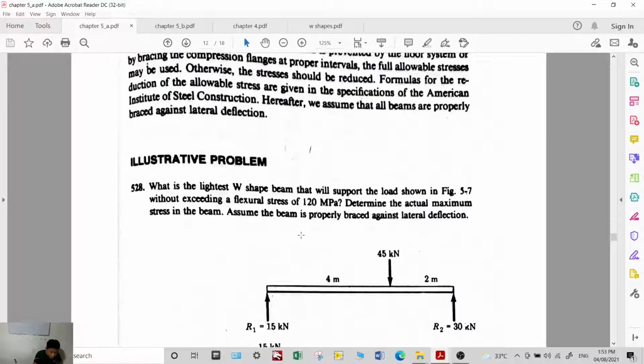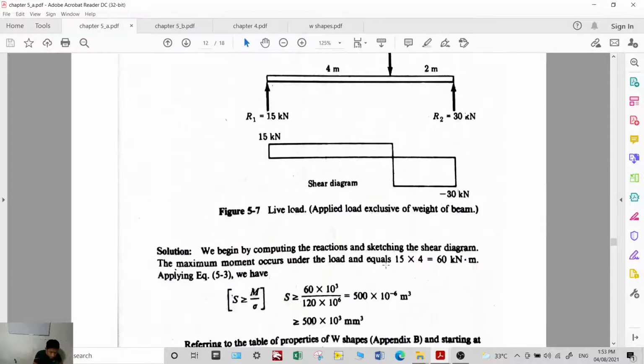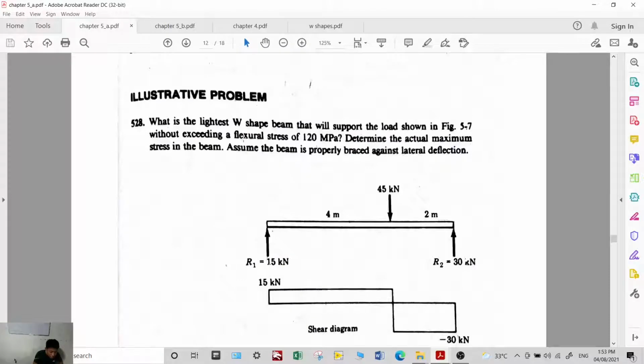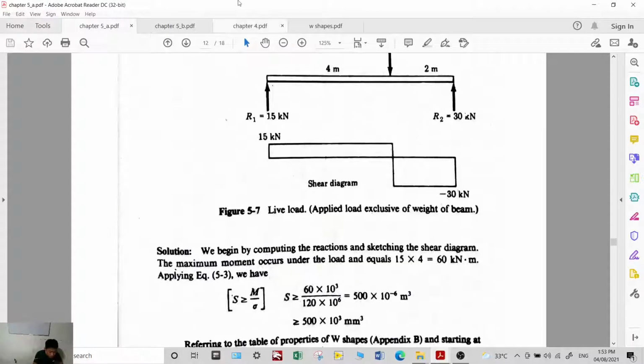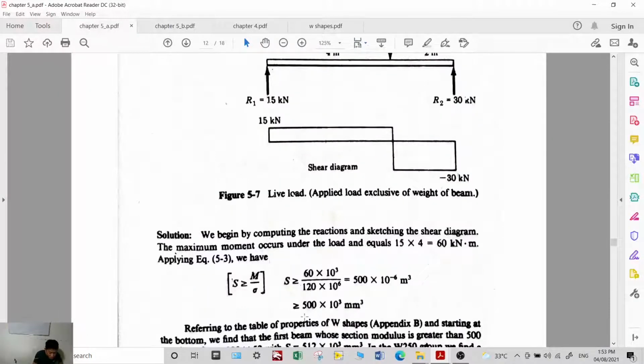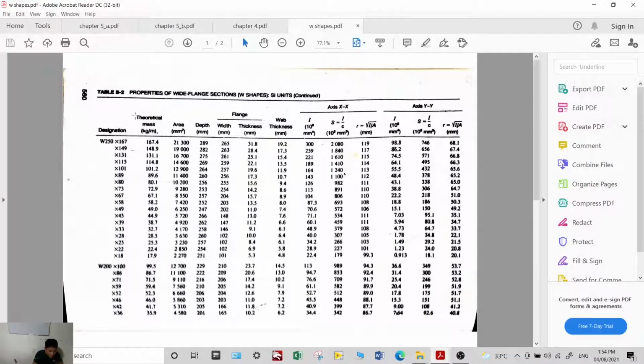Divide na nimo by the flexural stress nga 120. Kinahanglan ka karon og 500 times 10 to the 3 mm cube nga section modulus. And then, gihatag man nga W shape ang gamiton. So, pangitaon na nato sa Appendix B. By the way, 500 times 10 to the 3 or 500,000. So, mao ni ang Appendix B.